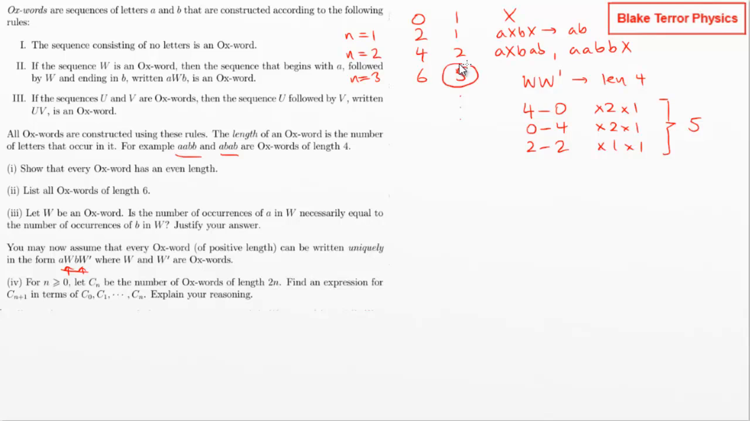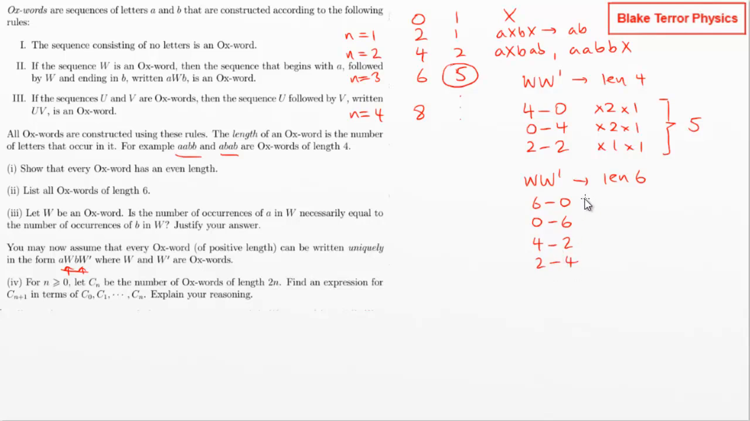Okay, which comes out of that 5 there. Right, that seems pretty promising. So if we were then going to do the next one up for 8, so n equals 4, for a length 8, we need W W prime has got to be length 6, which means we can do 6, 0. We could do 0, 6. We could do 4, 2. We could do 2, 4.